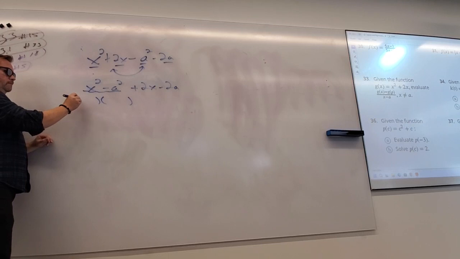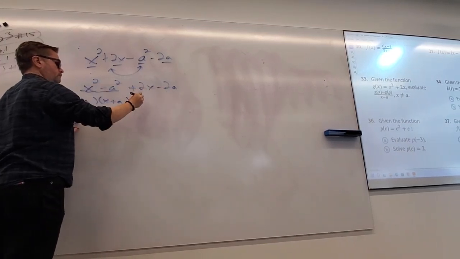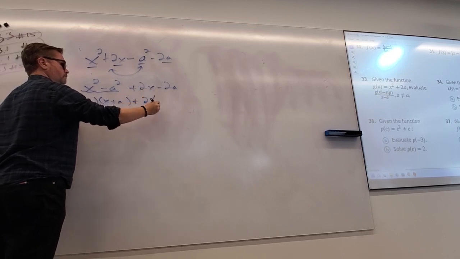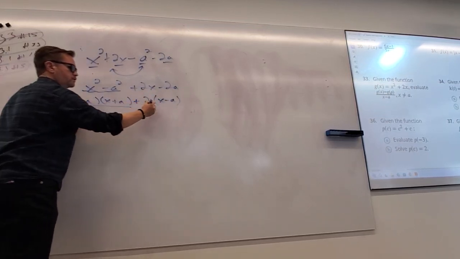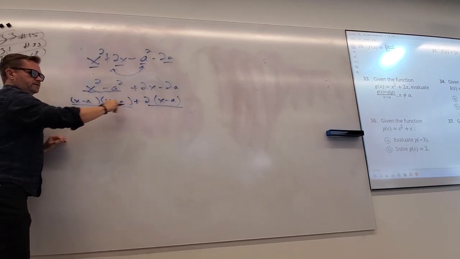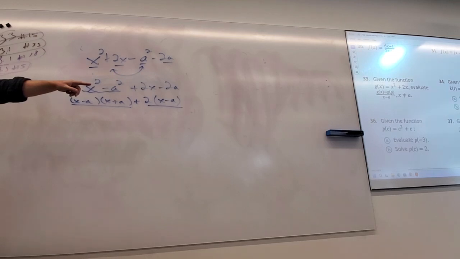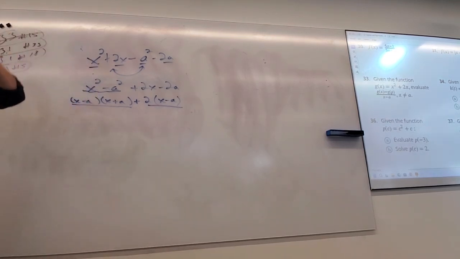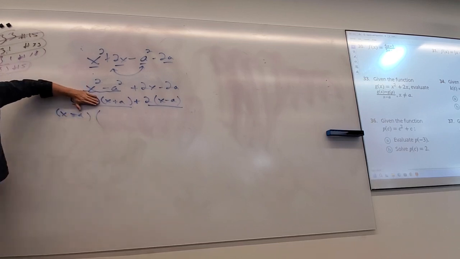X minus a, x plus a. Okay. And then what comes out of these 2? 2, and x minus a. Do these 2 terms, everybody agree there's 2 terms? Because there's a plus separating them. Do they have anything in common? The first one and the last one. What do they have in common exactly? X minus a. So what can come out? X minus a. What's left? X plus a.